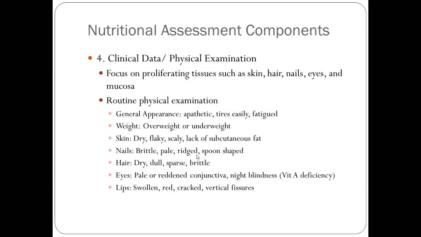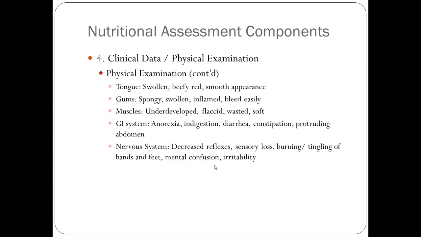Their eyes, their conjunctiva might be pale or bright red. If these people are experiencing a vitamin A deficiency, they might have more problems with night blindness. And their lips are going to be swollen, red, cracked, and there's going to be fissures. Their tongue, remember, will be swollen, beefy red, and it won't have the bumpy appearance of the taste buds on there. The gums are going to be swollen, inflamed, and they're going to bleed easily.